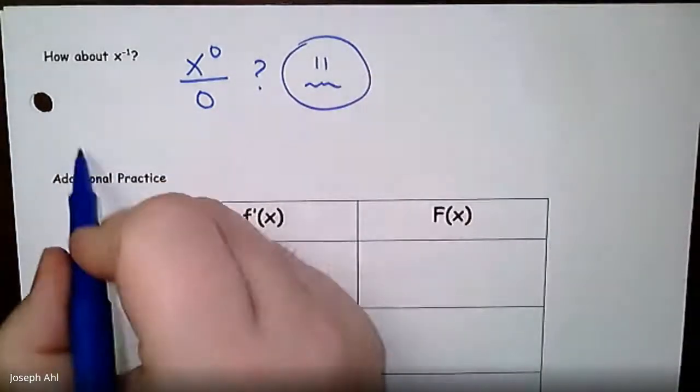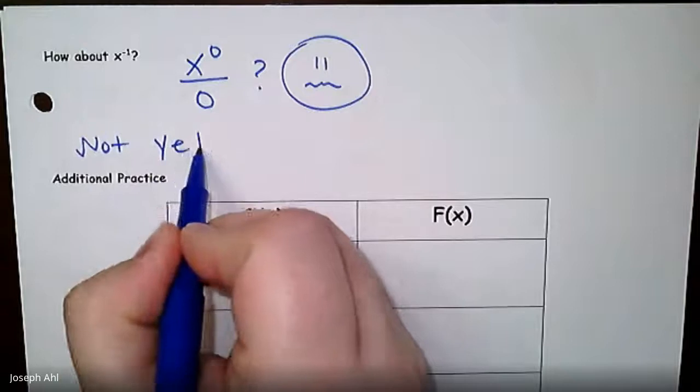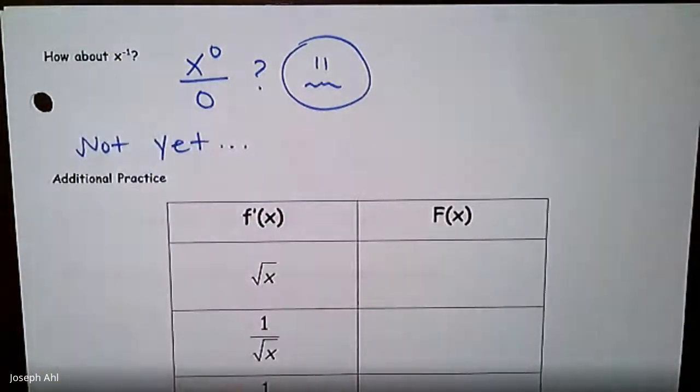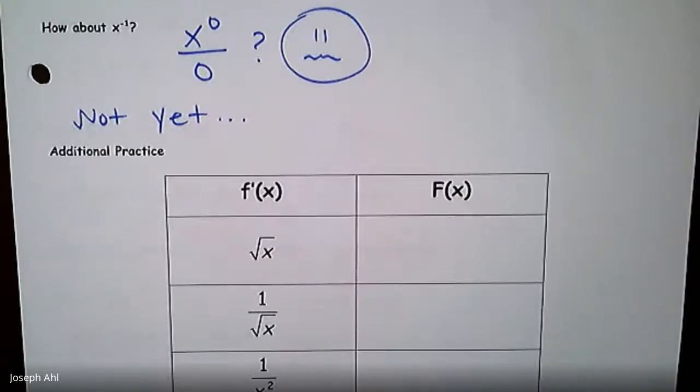Okay. Well, the answer is not yet. We will eventually get to the antiderivative of x to the negative 1 later on, but we're not quite there yet. So the anti-power rule so far holds true as long as n is not equal to negative 1. That might be one of our few exceptions until this point.